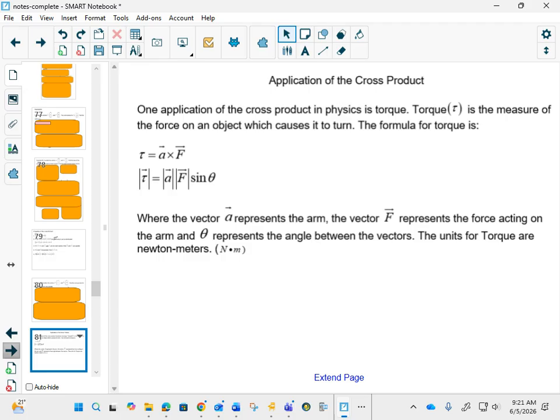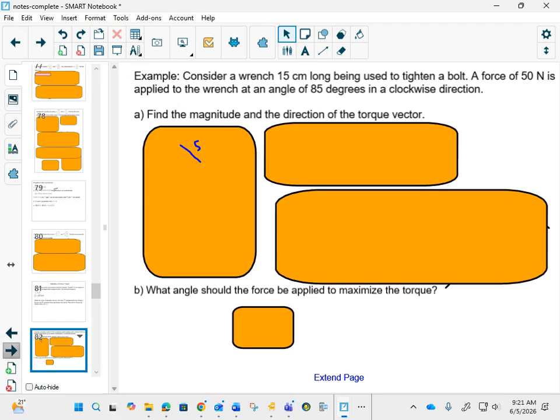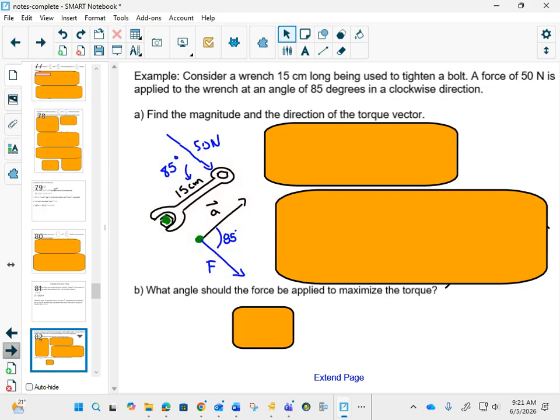But now maybe we can understand this torque formula. Okay? And units for torque are Newton meters. So we have a wrench. Look at that beautiful picture I drew. It's 15 centimeters long. We have a force of 50 newtons that we're going to apply on the edge of that wrench. And we're not the smartest. We decide at an 85-degree angle.